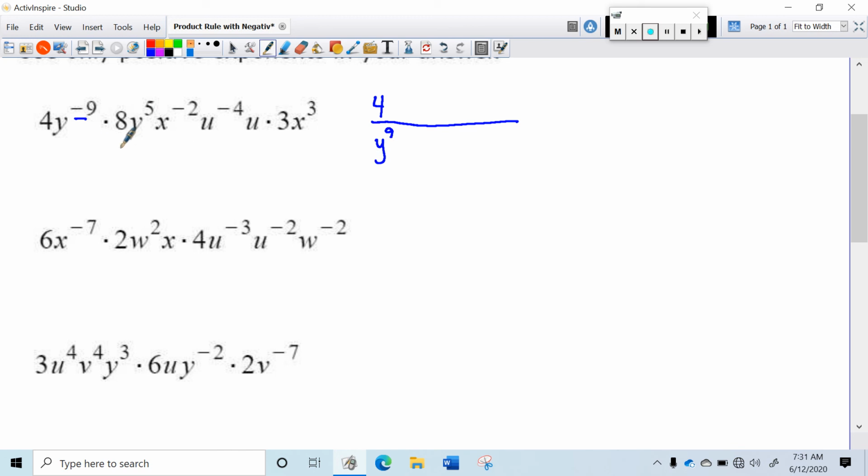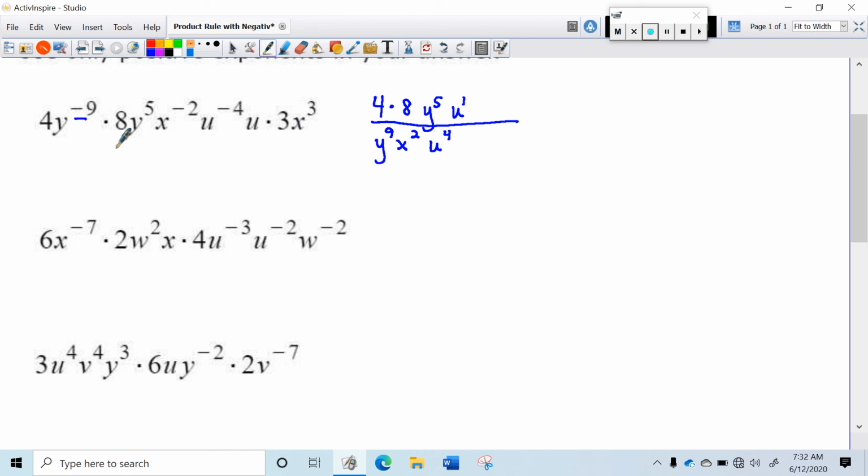The next term is 8, so I'm going to do the 8. The y has a positive exponent, so it stays up top. The x has a negative exponent, so it moves to the bottom. The u has a negative exponent, so it moves to the bottom. This u doesn't have an exponent, so this u stays up top, and that exponent there is 1.